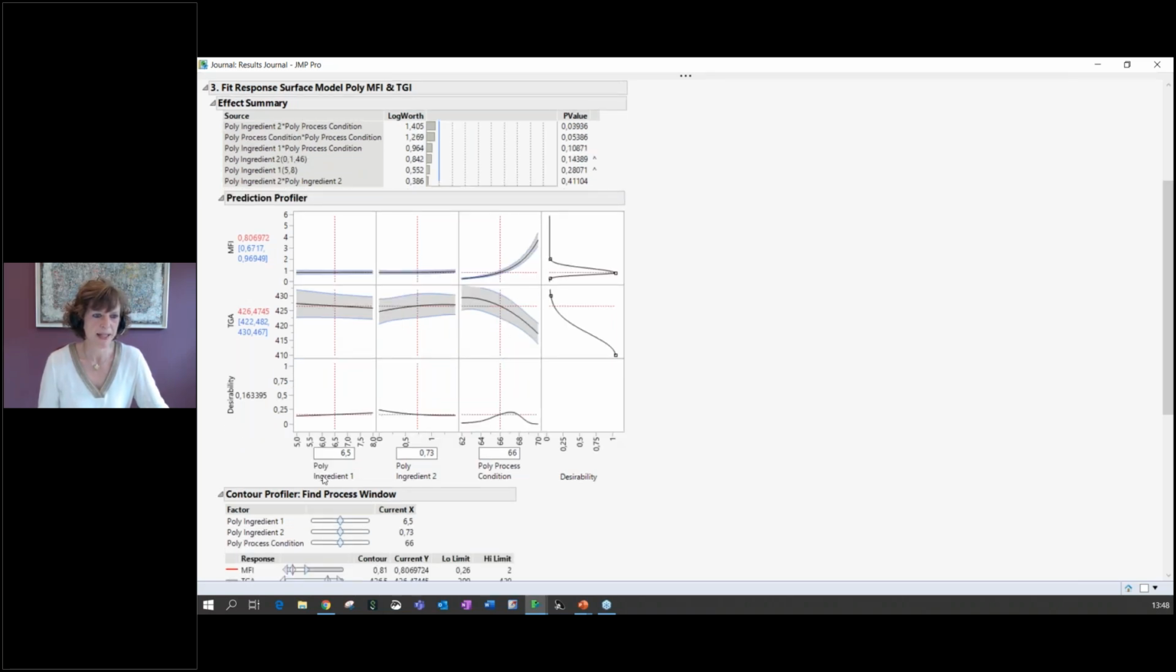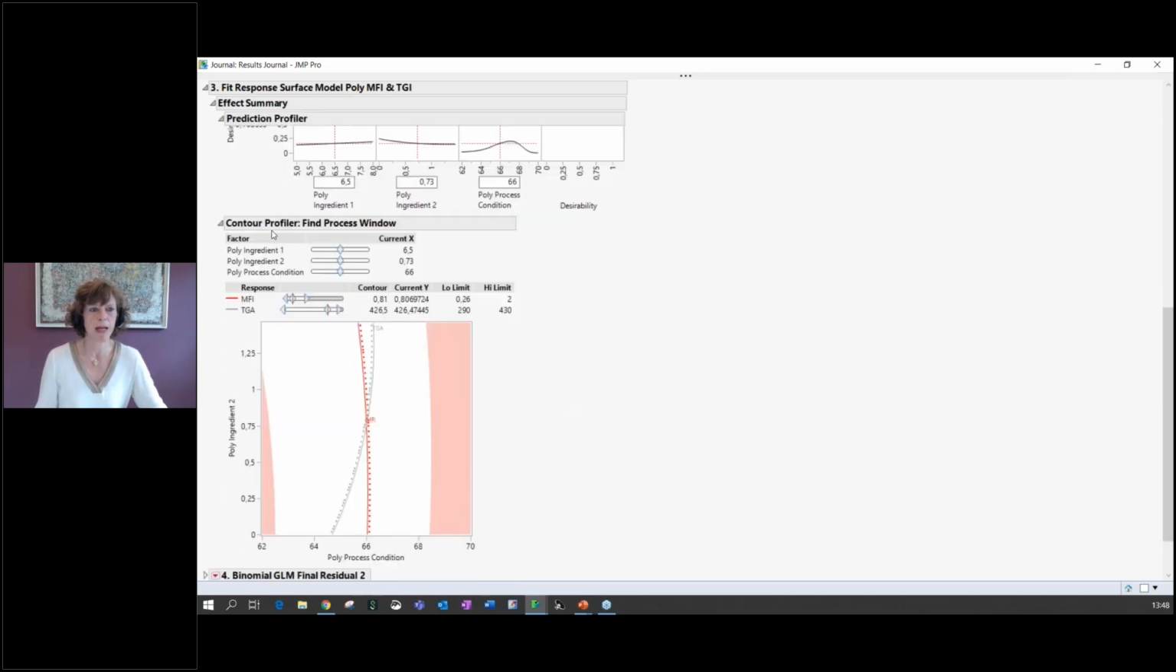Now, the ideal setting that is proposed is to use 6.5 of that ingredient, although they are not really significantly different from each other, whether you use a few or a lot. But here that process condition is really important.